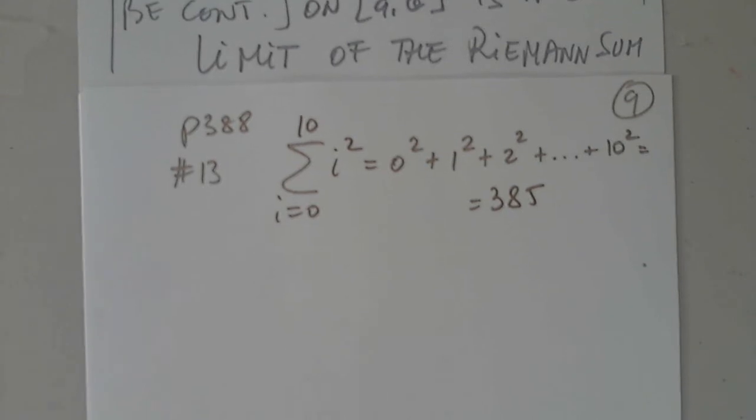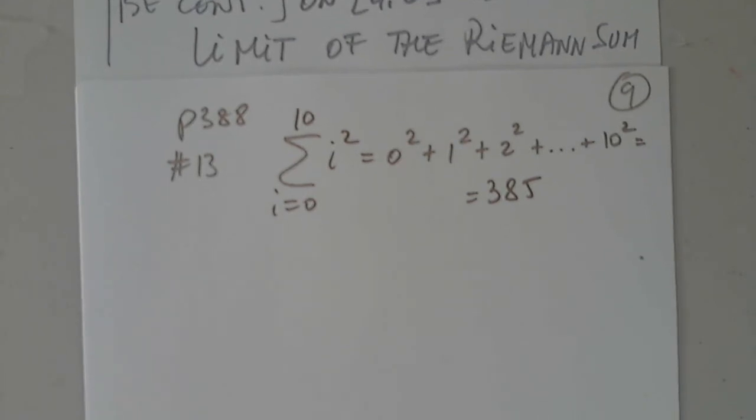This is an example from your book. Okay, let's look at the next problem. Yes. Quick question. When you got 385, let's say if our calculator does not have that, is there a way we can do it?